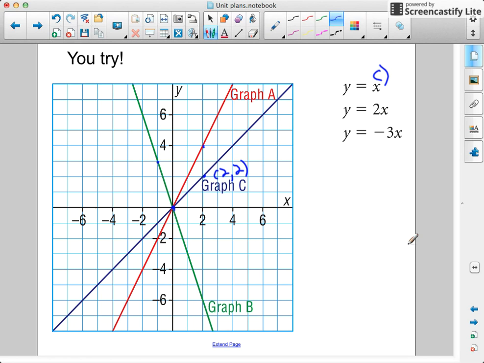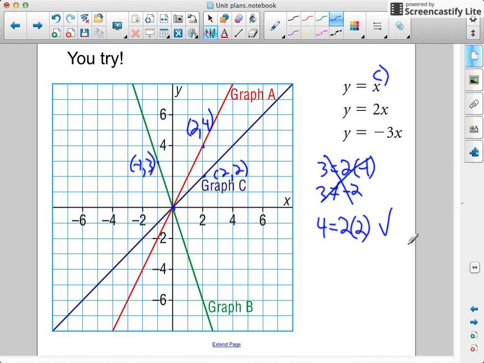Okay, this point I have here is 2, 4, and this point is -1, 3. If I tried this one, -1, 3, then 3 would equal 2 times -1. Well, 3 does not equal -2, so that one doesn't work. So the green line, graph B, does not work for y equals 2x. That means it must be graph A, but let's check it to make sure. 4 equals 2 times 2. Well, that's true. So this one would be A.